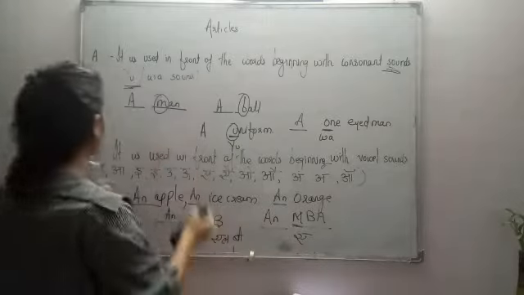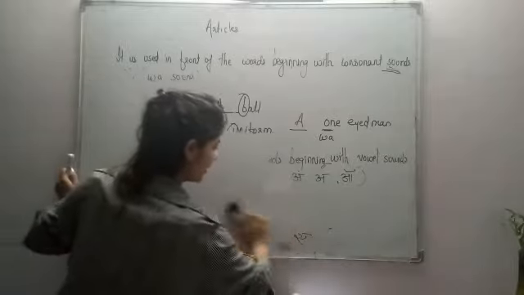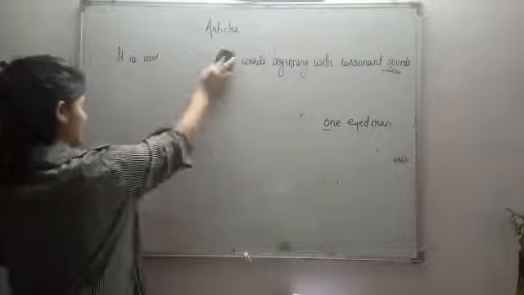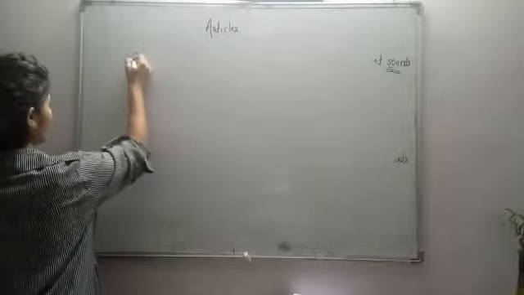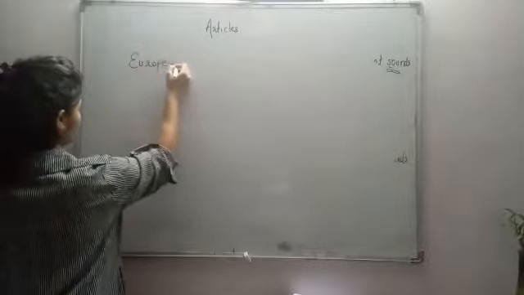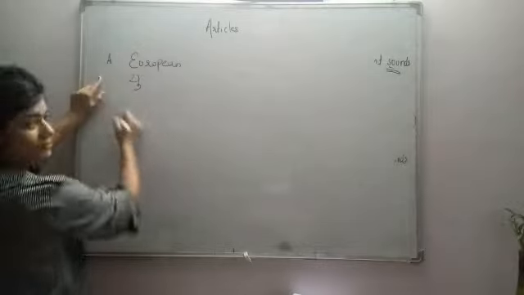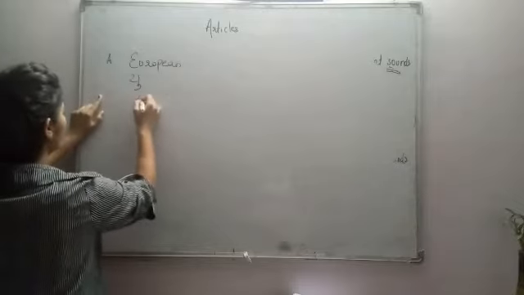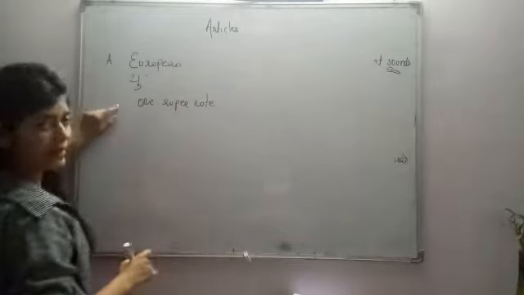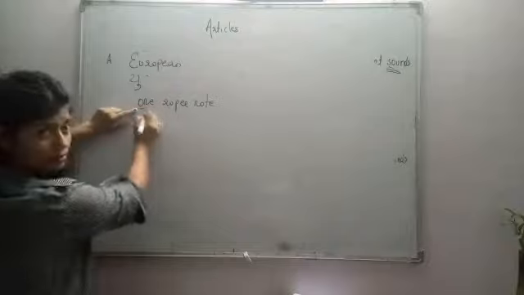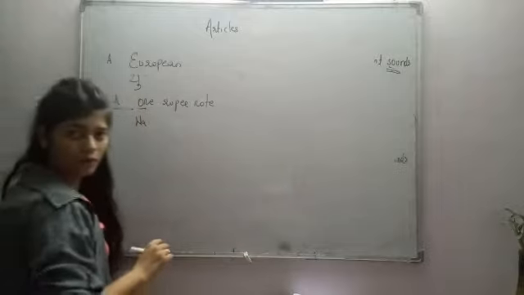Fine. Now, I will give you a small exercise to get well acquainted with the topic articles and the usage of A and AN. See here. When I say European, Y sound. Y sound is a European. Okay. When I say 1 rupee note, what will you use here? A or AN? It is a vowel, but the sound is W sound. And that's why you will use here a 1 rupee note.